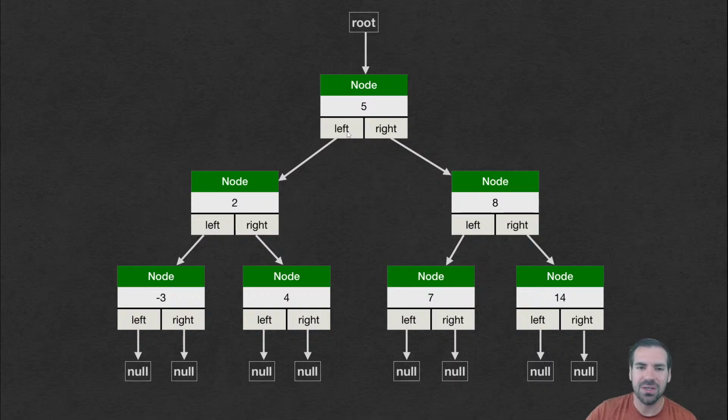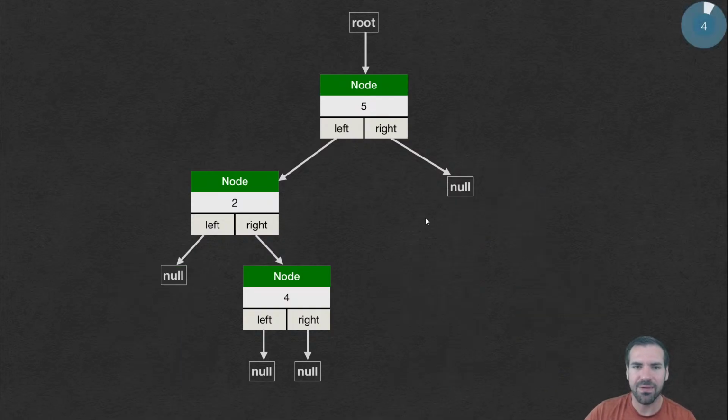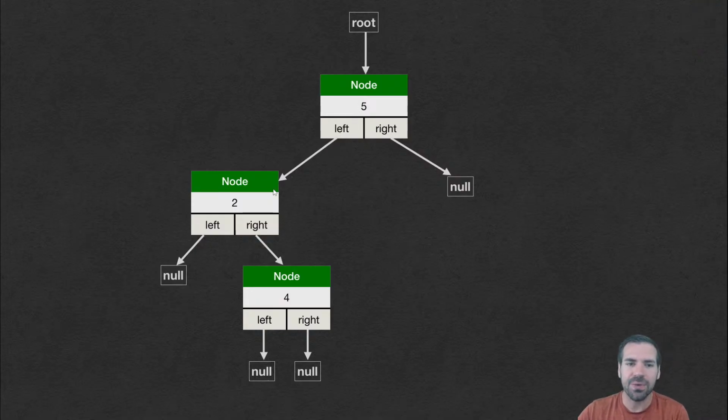I'll see students get in trouble with things like that. They'll have a tree like this, and they'll say, if left not equal to null, then visit left and right, and then they'll get their null pointer exception when they go to the right. You need to check left and right for null separately.